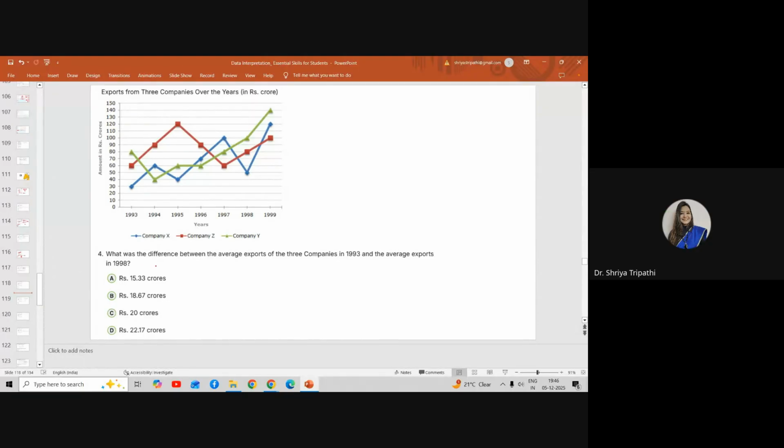What is the difference between the average export of three companies in 1993 and the average export in 1995? Difference हमें ढूंढना है. Difference between the average exports of three companies. ये तीनों का जो हमारा डिफरेंस है इन 1993.